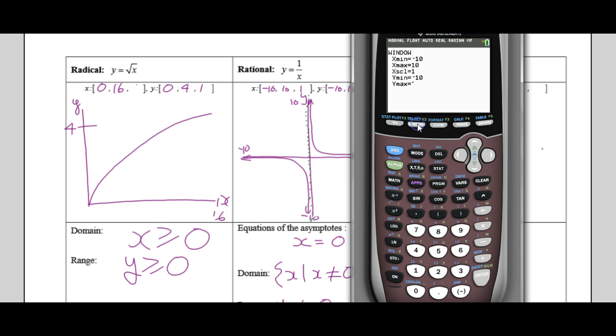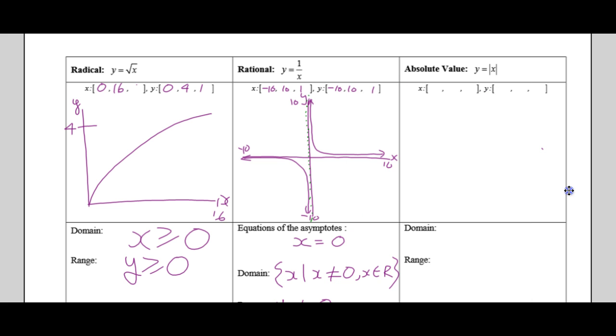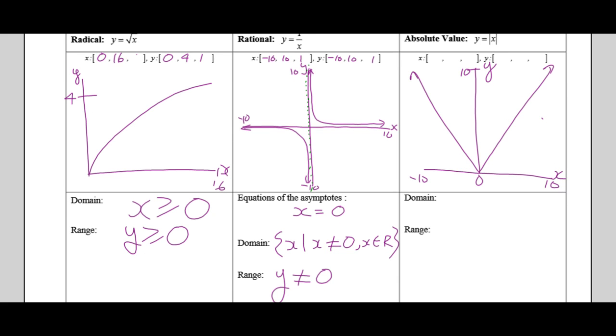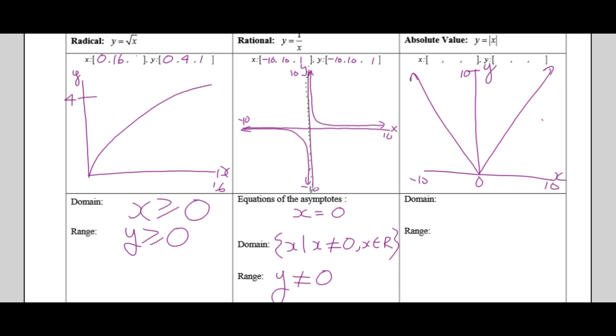So that means window, well, I don't need negative x's, or sorry, negative y's, right? So let's go 0. Okay, cool, scrap that. And there's the absolute value.